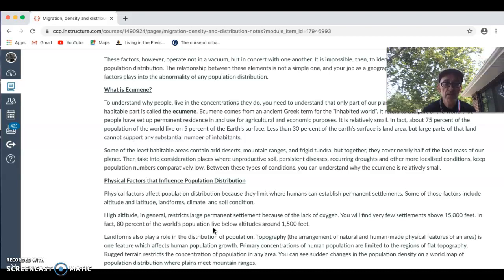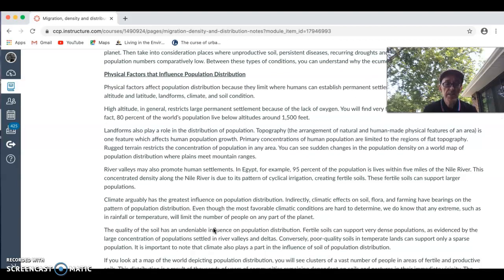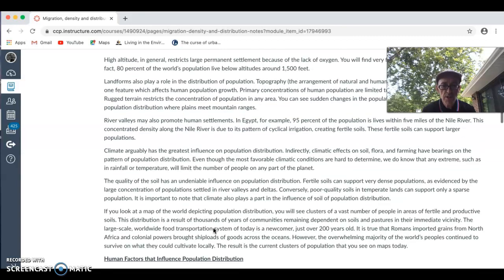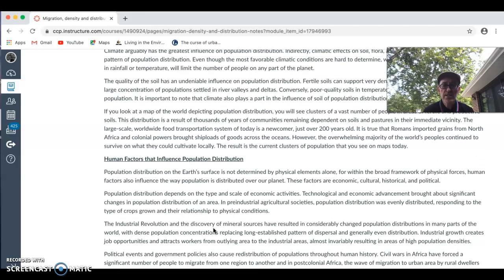So you've got the physical factors that influence. The rivers, rivers can be used for trade, but also to sustain life. Alongside rivers is often very flat plains, very fertile land. So make sure you go through this. And then there's human factors. Things like economic forces, what sort of resources are there, what sort of levels of education are in an area, what sort of industries are in an area.